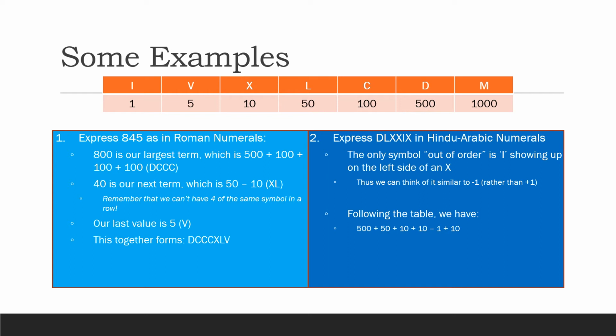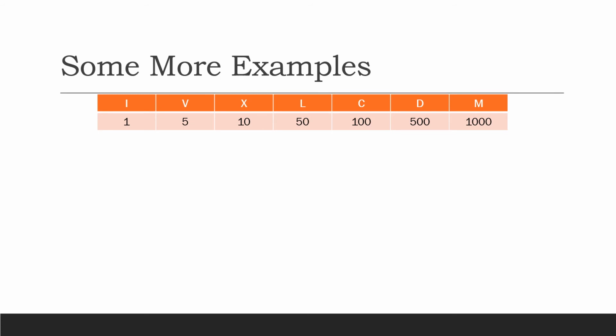So we have 500, that's the D, 50, that's the L, then two X's, which stand for 10, our I, which we remember to be -1, and the last X, which we remember as 10. And 500 plus 50 plus 10 plus 10 minus 1 plus 10 is 579. And that's it. Let's look at a few more examples.